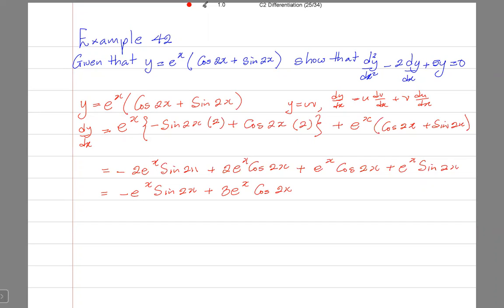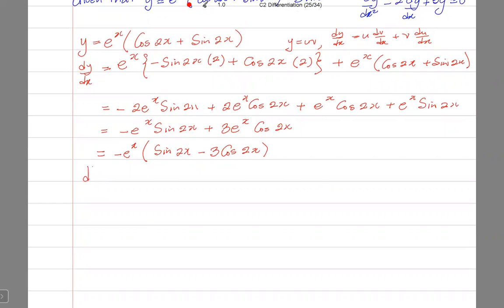All right, if I want, I could factor out e to the x and treat it again like a product. If I want, I could factor out minus e to the x and treat it again like a product. I don't have to do that, but let's do it. Minus e to the x. Inside the bracket, I'm going to have sine 2x minus 3 cosine of 2x. And now I'm going to differentiate to get the second derivative.